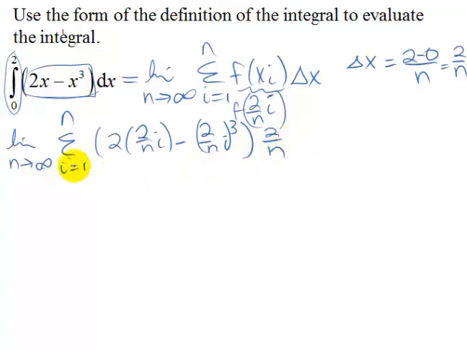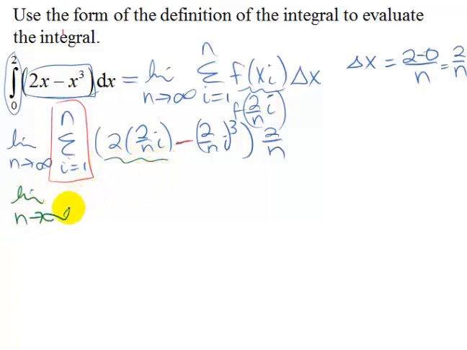Now looking at this summation, it just involves i, so we can move anything that involves an n out in front, and we can also use the properties of summation to move constants in front and to look at this subtraction and take the summation of each piece of that. So what that's going to leave us is the limit as n goes to infinity.